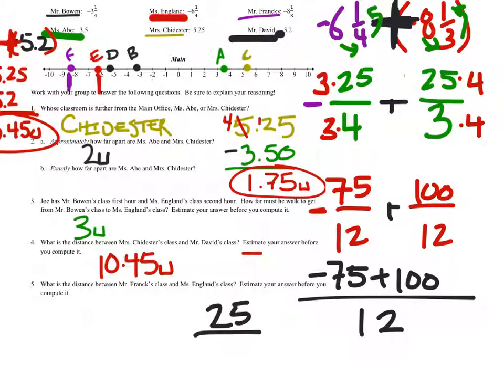25 over 12. So in elementary school, your teachers told you, well, if you keep it like that, it's wrong. Why? Because we have to simplify, right? Well, in 7th grade, we are done. In 7th grade, we don't really care for mixed numbers because, as you can see, we change mixed numbers a lot into improper fractions, so we can just keep it that way. So that'll do. And yeah, we should label this with units.